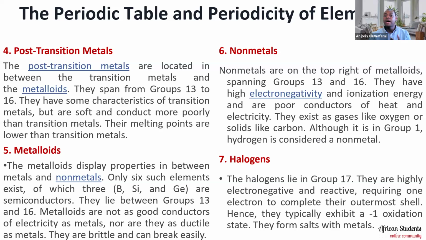The non-metals are on the top right of the metalloids, spanning group 13 and 16. They have high electronegativity and ionization energy and are poor conductors of heat and electricity. They exist as gases like oxygen or solids like carbon. Although it is in group 1, hydrogen is also considered a non-metal.